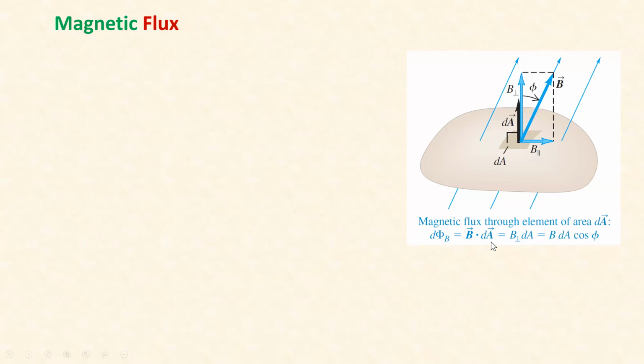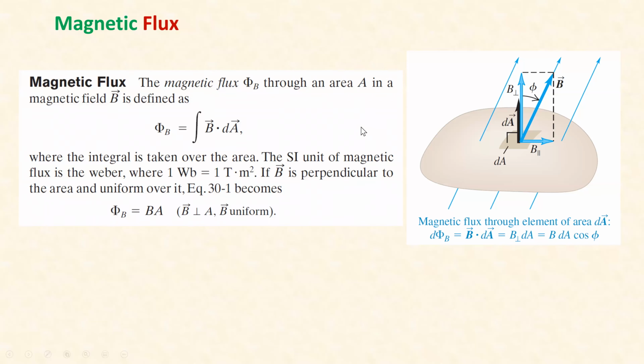So that B dot dA is B perpendicular dA, or B times dA times cosine phi. So that gives us a small piece of this flux. And then if you add all the contributions everywhere on the surface, you get the total flux. So magnetic flux is defined as phi B equals the integral of B dot dA. So that's very similar to what we had for electric flux. We called it phi E. Now we call this one phi B.